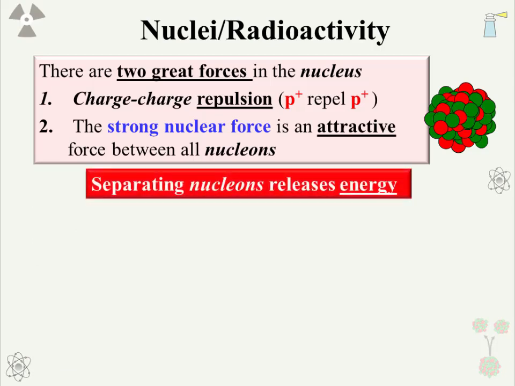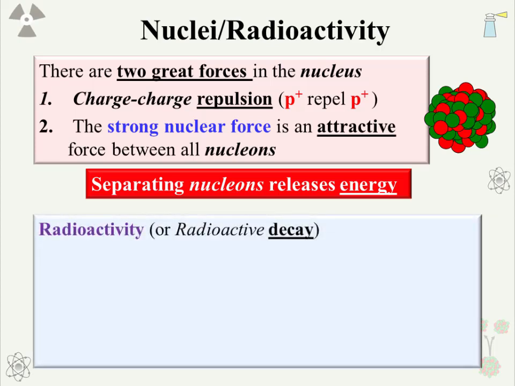Separating nucleons releases energy. All that pent-up proton-proton repulsion is released. The energy that accompanies the nuclear reaction will stem from how these two great forces play out. But not all nuclei participate in nuclear chemistry. That is left to nuclei that do not fall in the band of stability. Those nuclei are said to be radioactive, also known as radioactivity, radioisotopes, or radioactive decay. Decay is the common term, and it means loss or diminishing.